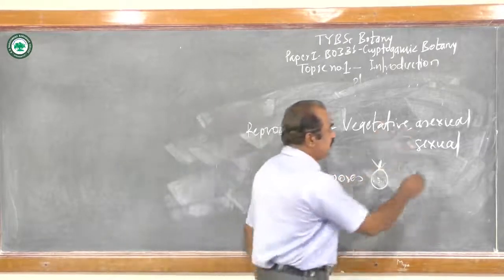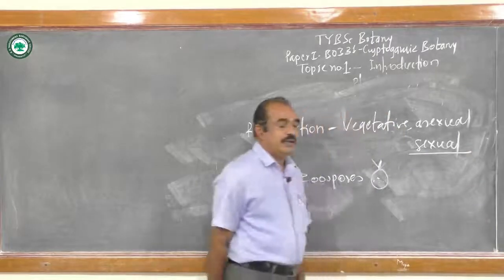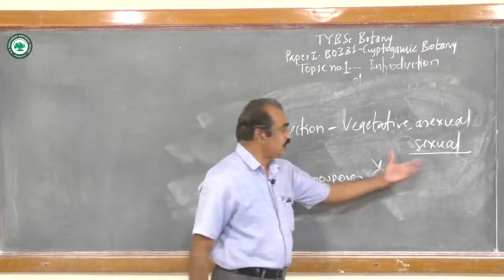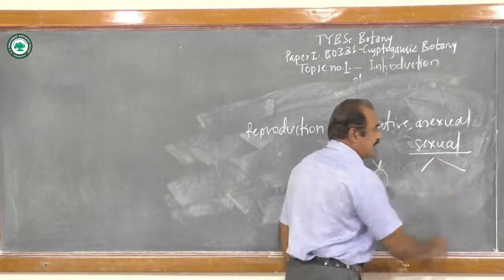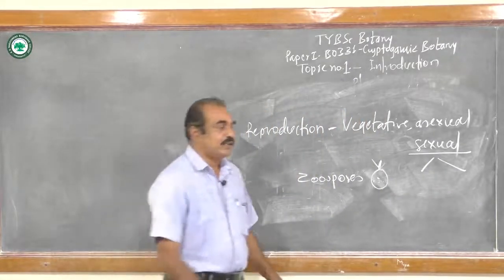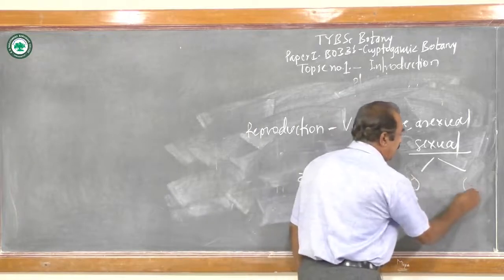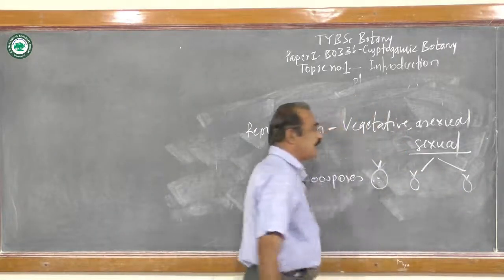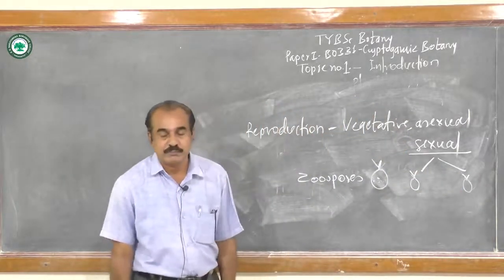Just like that, there is the sexual reproduction in cryptogams. In sexual reproduction, it develops two different types of gametes. Sometimes gametes are isogametes, that means both of the gametes, that is the male gamete and female gamete, are identical. Such a type of reproduction is called the isogamous type of reproduction.